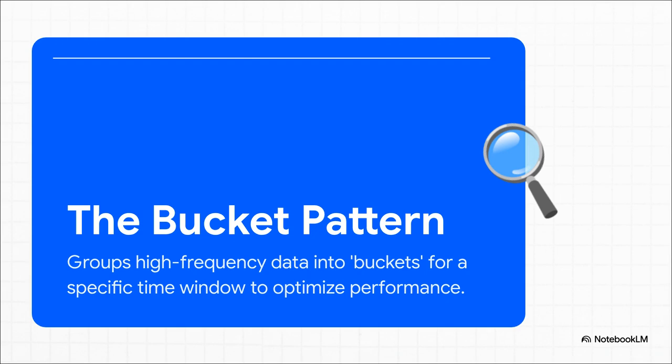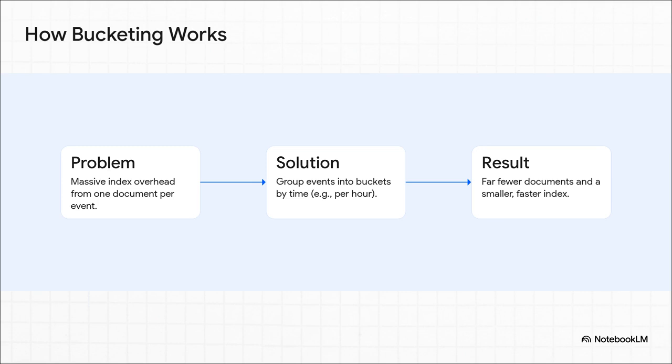Okay, so what if you have high-frequency data, but you don't want to create millions of tiny little documents? For that, we use a really clever technique called the bucket pattern. Just imagine a sensor that takes a reading every single second. Now, instead of creating 3,600 tiny documents every hour, you create just one document, an hourly bucket, that holds an array of all 3,600 of those readings. The performance win from this is just massive.